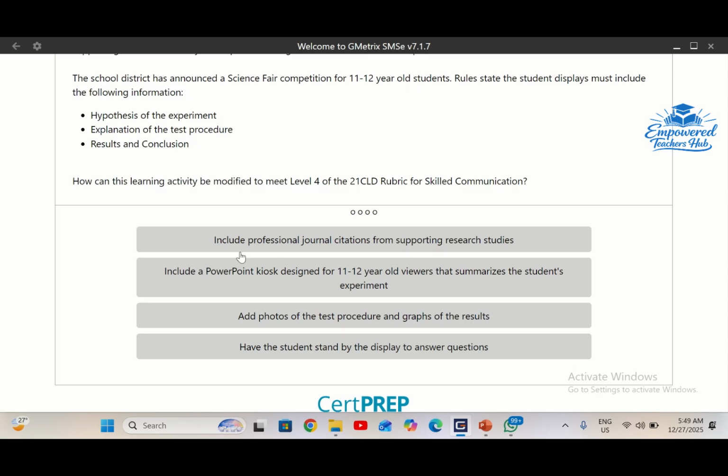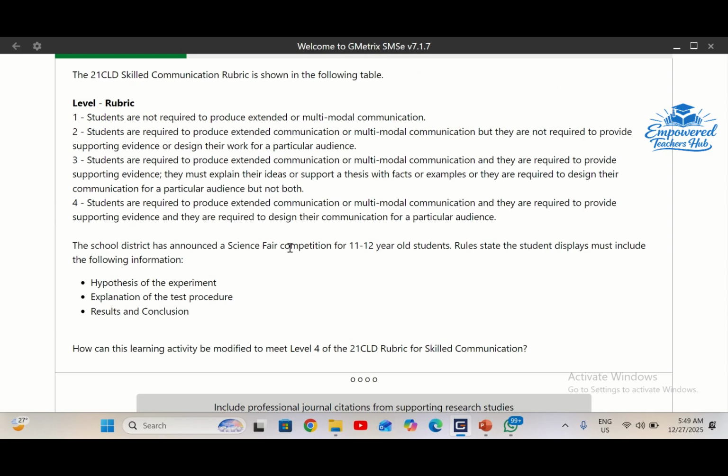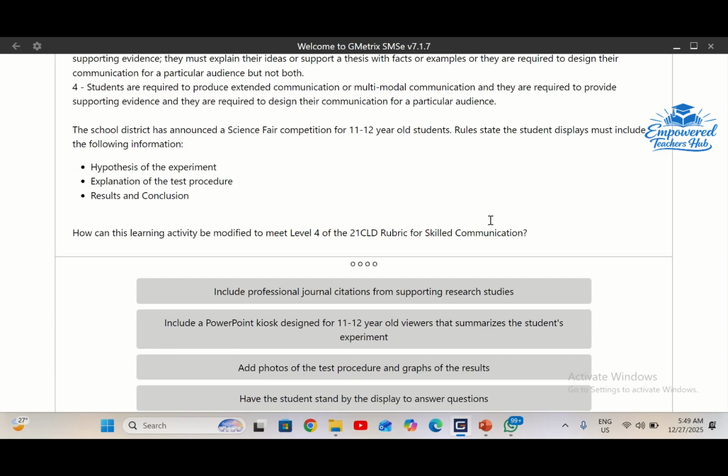Include professional journal citation from supporting research studies. Okay, level 4 again. Students are required to produce extended communication or multimodal communication, and they are required to provide supporting evidence, and they are required to design their communication for a particular audience.